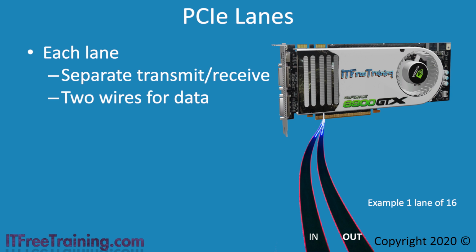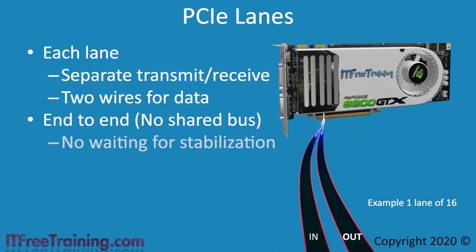The advantage of doing this is that the two wires are less subject to electromagnetic interference, which means less corruption during transmission. The end result? More data can be transmitted faster. PCI Express uses end-to-end communication. This essentially means there is a direct connection between the device and the computer. Or to put it another way, there is no shared bus. Not having a shared bus means not having to wait for the bus to stabilize before sending data.